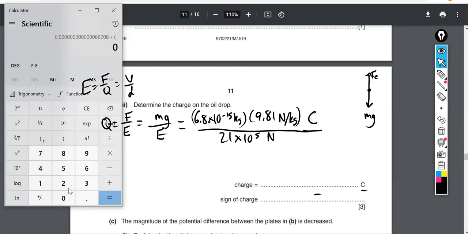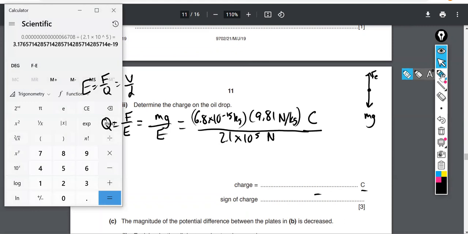Divided by open parentheses, right? You're dividing by something in scientific notation, so you've got to use grouping symbols. Order of operations. Now, I do get a calculator value. That is 3.17657 by 10 to the negative 19.